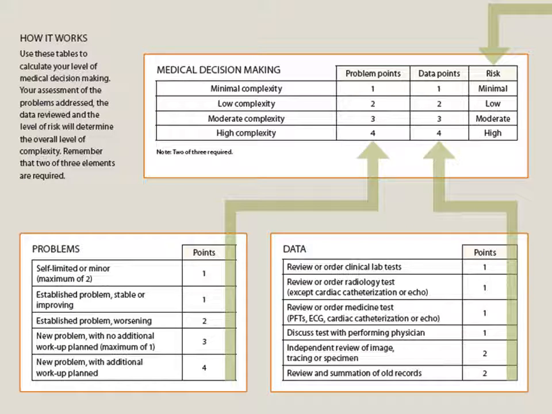So this is basically a nice diagram of how it all works together. You're going to use these tables to calculate your level of medical decision making. You're going to take a look at the problems, the number of problems, the type of data, and you're going to put your points in to come up with your equation and your findings of your level of risk. Remember that 2 of 3 elements are required.